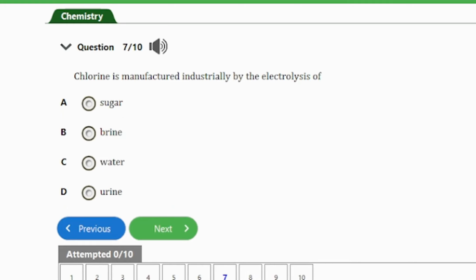Let's consider the next question. Question number 7. It says, chlorine is manufactured industrially by the electrolysis of A, sugar, B, brine, C, water, D, urine. So guys, always take note of this. You might have seen this question a number of times, even in some other topics. So we should take note that chlorine is manufactured industrially by the electrolysis of brine. So guys, that's option B here in this question.